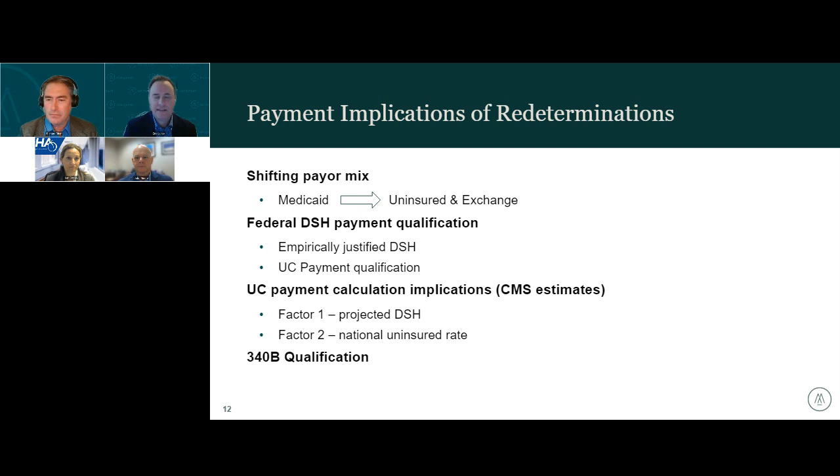And just to set the stage, John, as you hear about the issue of Medicaid redeterminations, is there anything specifically that you're concerned with for your hospital? And when did you start thinking about this topic?